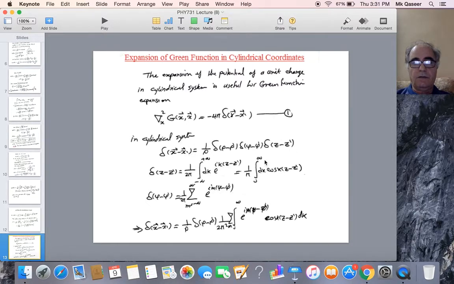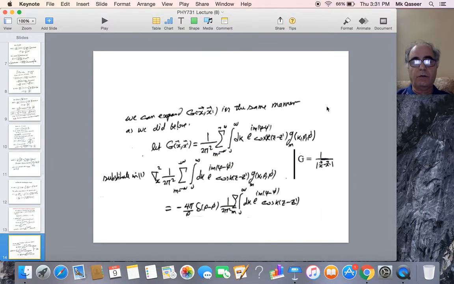Now insert these two expressions for delta z and delta phi in the left hand side of equation 1, and write g as a summation, 1 over 2 pi squared, dk e^(i m (phi minus phi prime)) cosine k(z minus z prime) times the reduced Green's function. We already discussed such type of functions.